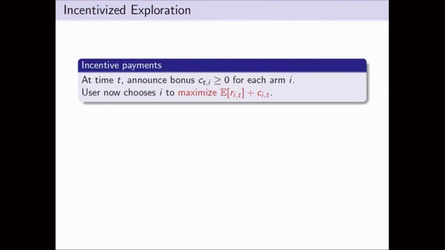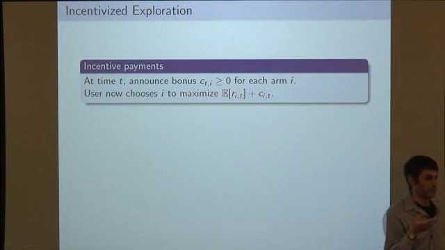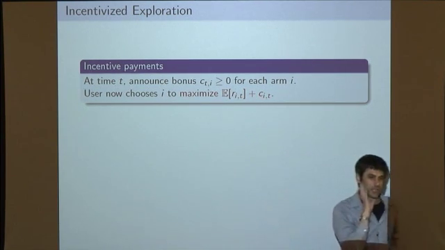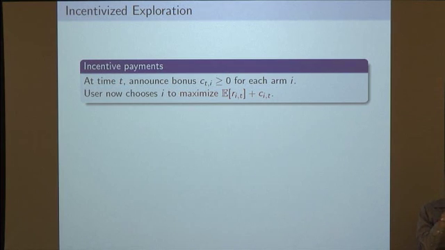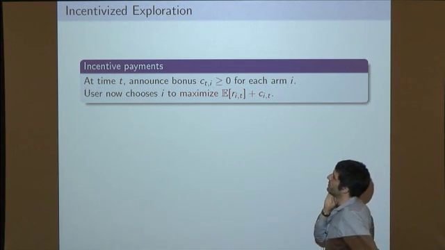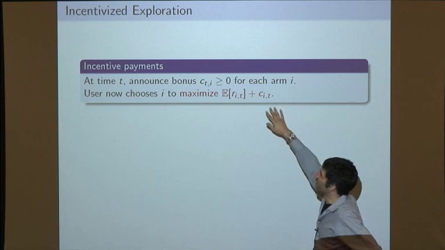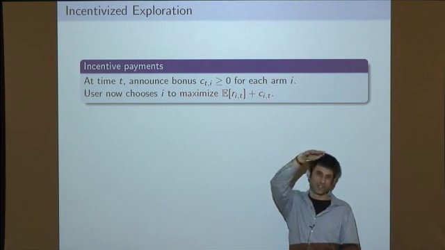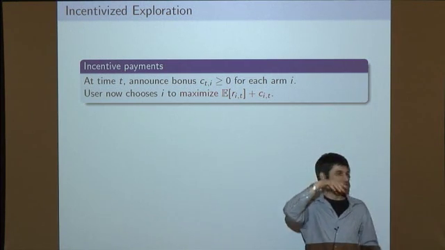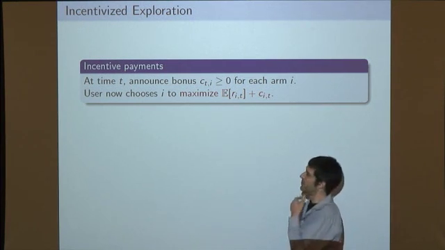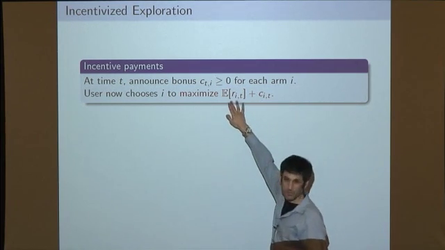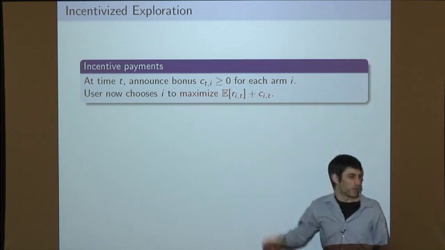To do something better, we're going to introduce a new feature onto our model. We're going to allow the principal to pay the agents a bonus for exploring alternatives that are not myopically optimal for them. So, in the simplest implementation of these bonus payments, you might just post a sign that says, for arms 1 through k, here's the bonus that you would get if you were to pull each one of them right now. That changes the user's decision problem so that they're maximizing posterior expected reward plus bonus.